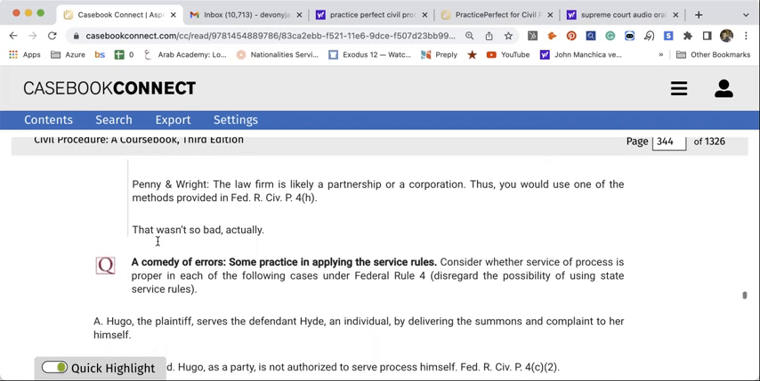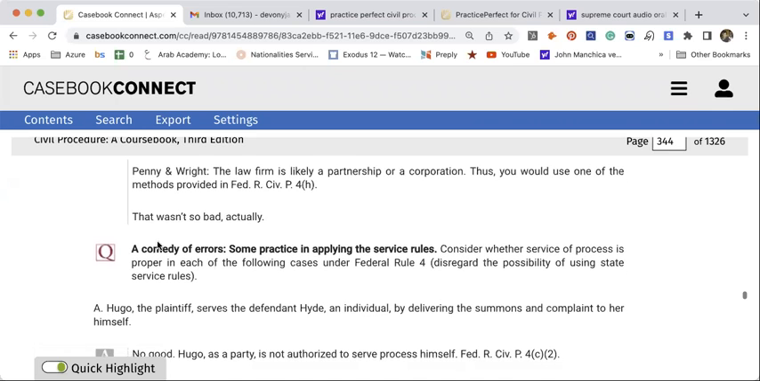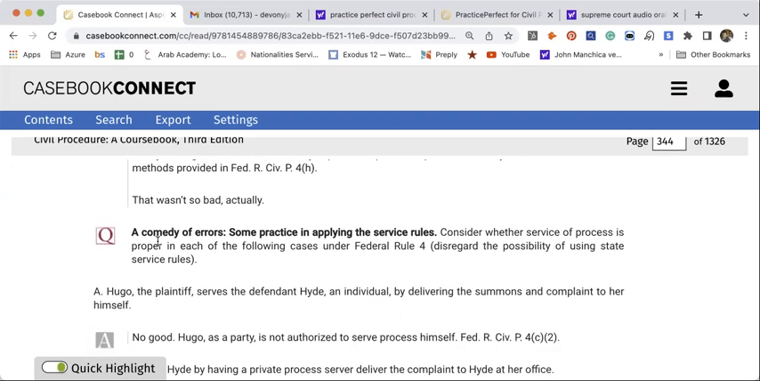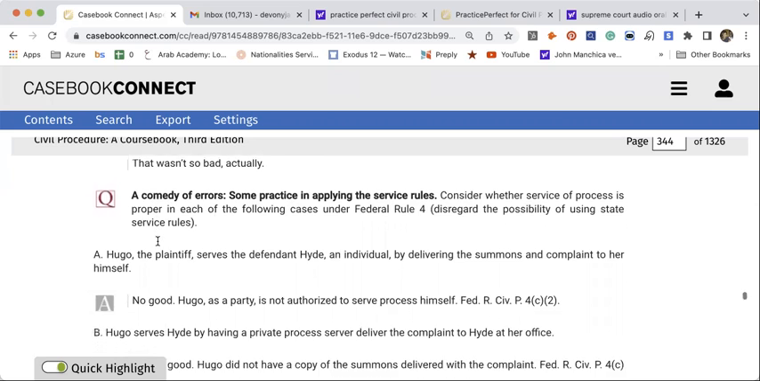Finally, the law firm is likely a partnership or corporation, thus you can use one of the methods provided in Federal Rule of Civil Procedure 4(h). That wasn't so bad, actually.